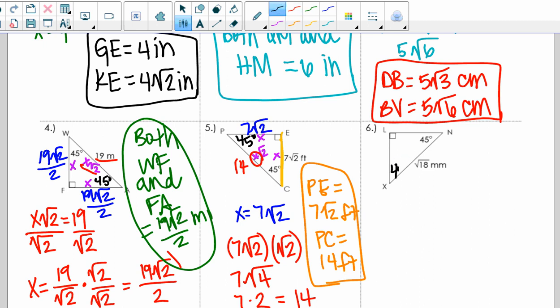My other 45 is down here. I have x, and x radical 2. Okay, the side that I'm given is this hypotenuse right here. So if I set those equal to each other, I know x radical 2 is equal to the square root of 18, which isn't simplified, but that's okay. Because the first thing I'm going to want to do is divide both sides by radical 2 so that I can solve for x.